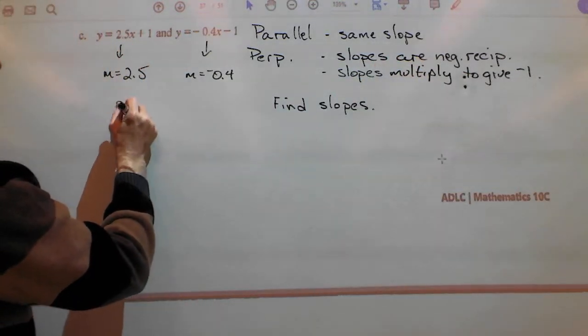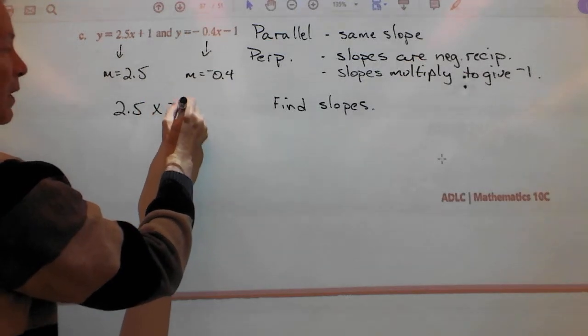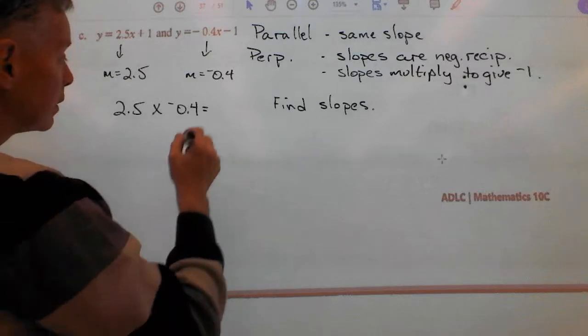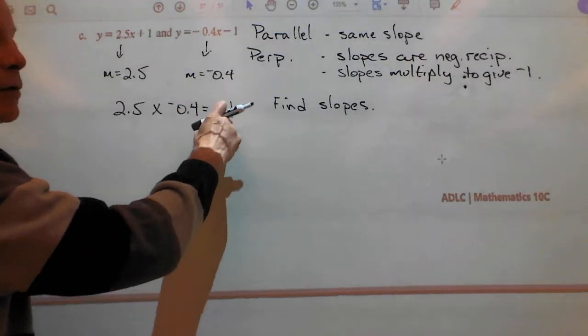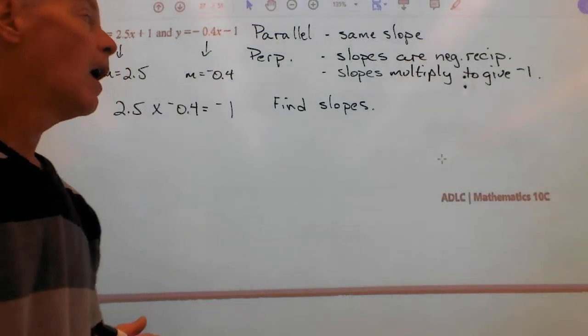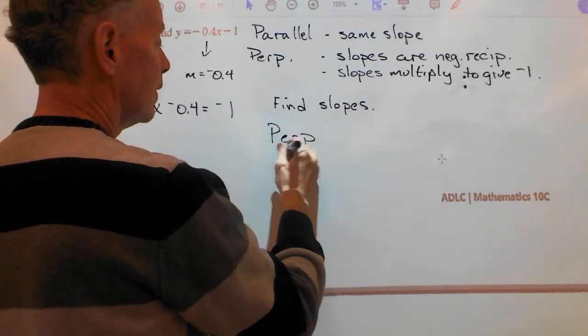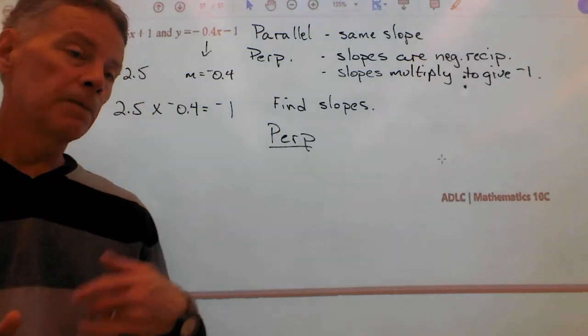If we multiply the slopes, so 2.5 times -0.4, get out Mr. Calculator, and you'll find that when you multiply them together, that gives you a product of -1. And that means these two are perpendicular. Okay? So, quick test.